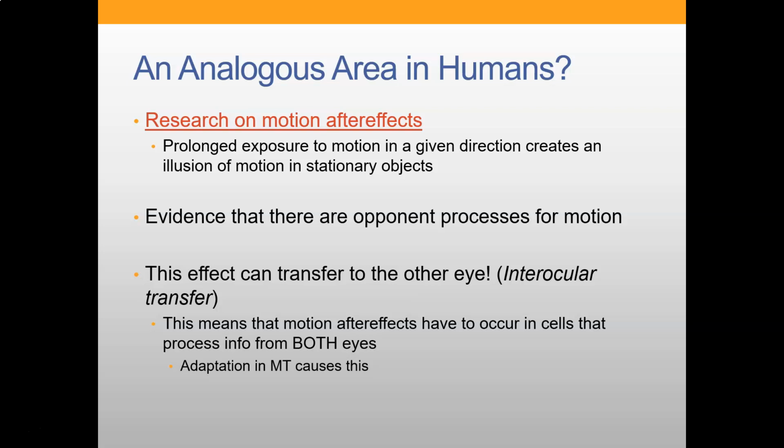So this is really important. This means that the effect is basically getting information from both eyes. What's kind of cool is that because it's operating on both eyes, you don't necessarily have to have both eyes open for this to happen. You can actually transfer that information from one eye to the other. And it's because of adaptations in middle temporal area that this happens.